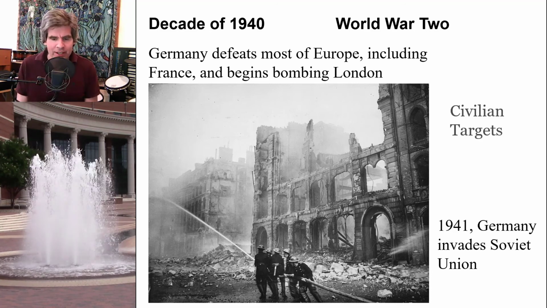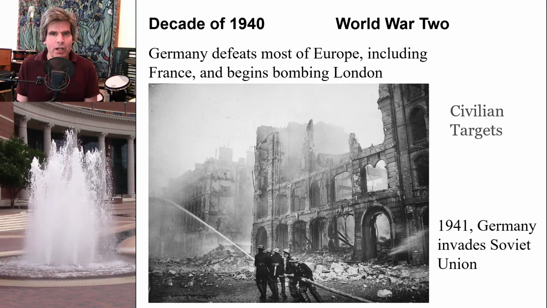And Britain is the last European holdout that has not yet fallen to Hitler and to the Nazis in Germany. And so Britain desperately pleads with the United States to enter the war and help. But at this point, people in the United States do not want to get involved in what they view as Europe's war. And then in 1941, Germany invades the Soviet Union. So now, at this point, Germany has control over most of Europe. It is attacking Britain on one front, and it is attacking the Soviet Union on another front.